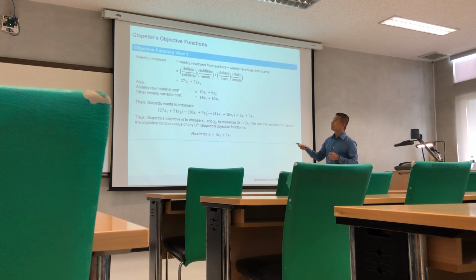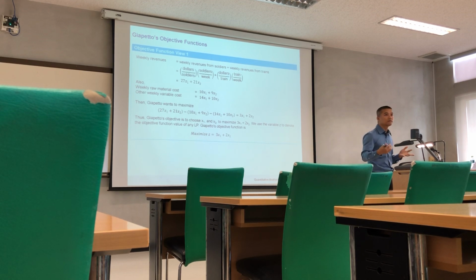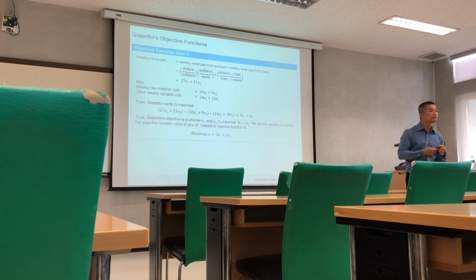Also, we have the raw material cost. For each soldier produced, it will require $10 of raw material cost. Each train, $9. We also have other weekly variable costs. In this case, it is the overhead cost. Overhead cost is $14 for a soldier, $10 for a train.